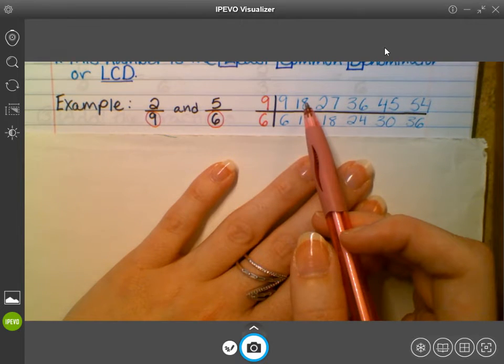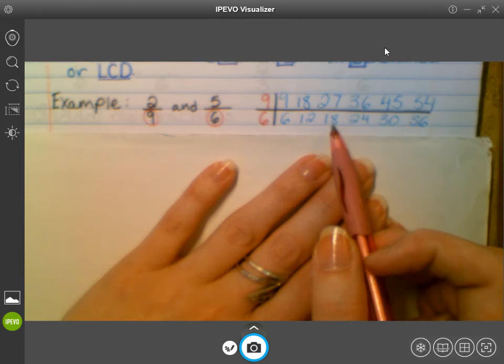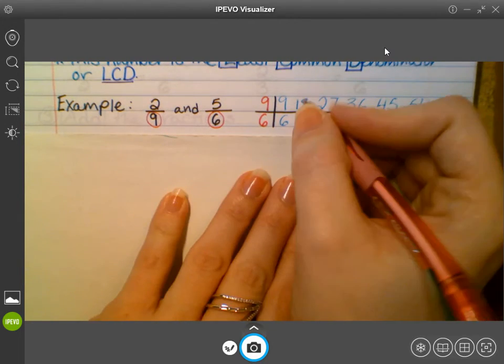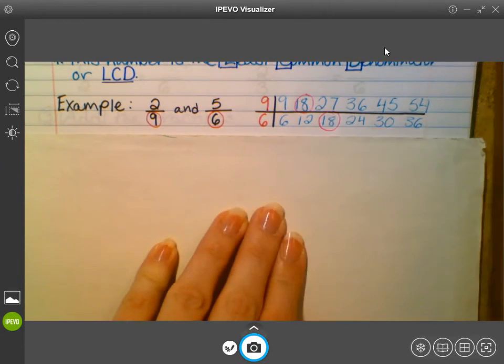Then 9 has 18. Does 6 have 18? Yes. Is that the smallest number they have in common? Yes. I'm going to circle it. Make sure you circled them. If you didn't circle them, I'd like you to.